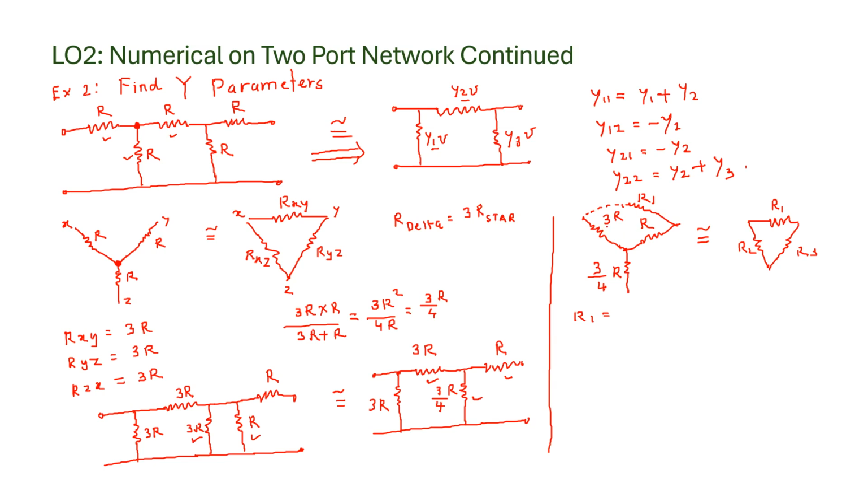R1 is equal to, you have to multiply this, that is 3R into R, so it will be 3R square, plus this R into this 3 by 4R, it will be 3 by 4R square, plus 3 by 4R into 3R, so it will be 9R square divided by 4. The whole is divided by the resistor opposite to this R1, which is 3 by 4R, so you will have 3 by 4R in the denominator.